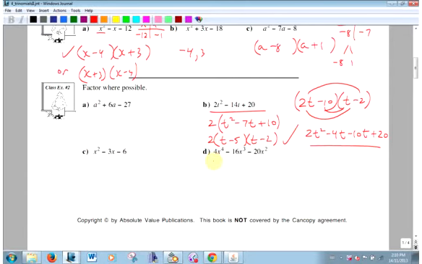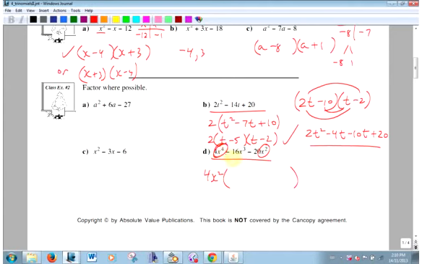Do I need to do that one? Where am I here? How many more do we got? What would I want to do with this question first? Let's just discuss it. What's the greatest common factor between all three of these terms? 4x squared. Okay? That's what you want to do first.